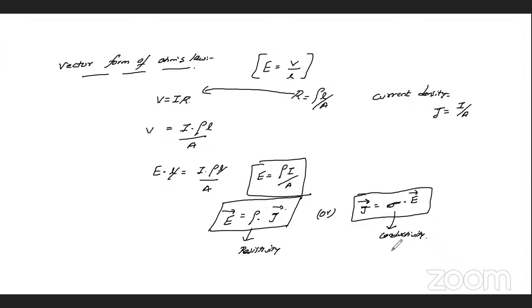Remember, when a question comes for the vector form of Ohm's law, it is J is equal to sigma E, or E is equal to rho J. And for the scalar form of Ohm's law, it is V is equal to IR.